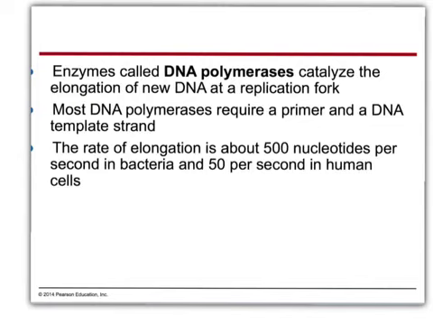About 500 nucleotides per second in bacteria, and about 50 per second in human cells. Why? That's the rate of catalysis, meaning that's how fast a base pair can be incorporated. Why is it so much slower in human cells? It's more complex. More complex.